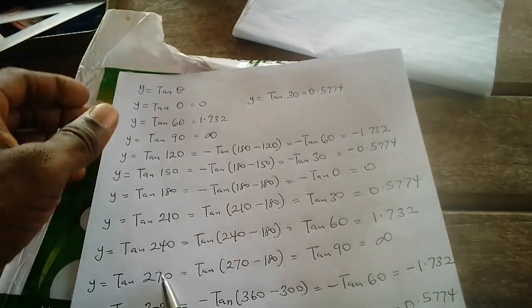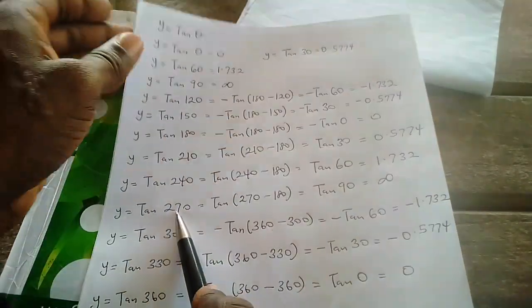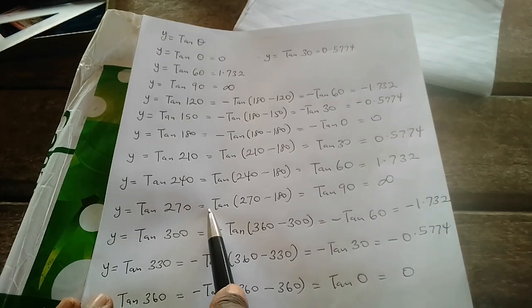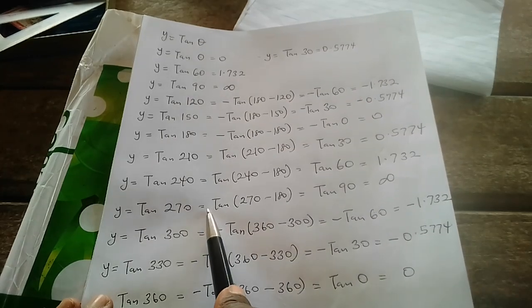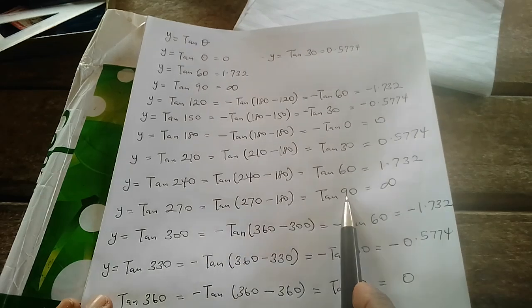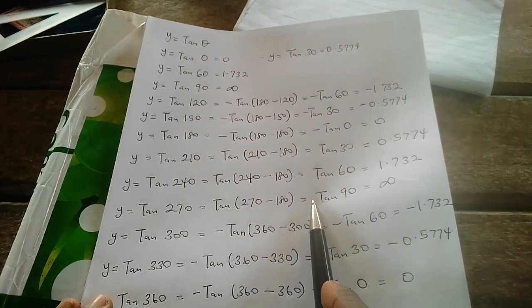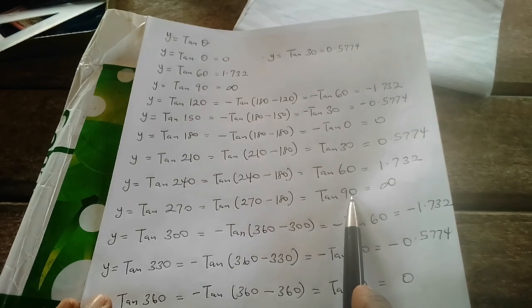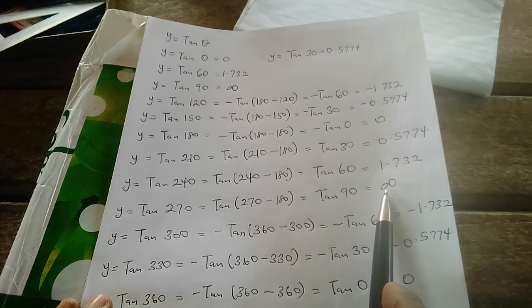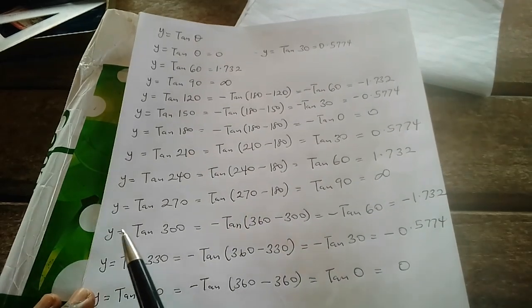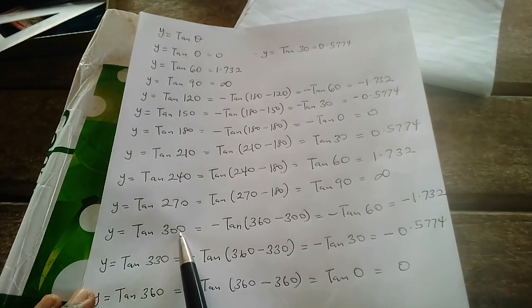Then when theta is 270, you realize in the third quadrant, tan is what? Positive in the third quadrant. The equivalence of 270 in the third quadrant is 270 minus 180, which is 90. So it's going to be positive. So that means the value of tan 90 is what? Infinity. It's going to be very large. That is infinity.